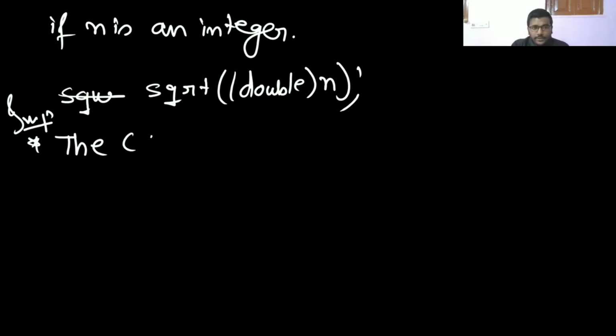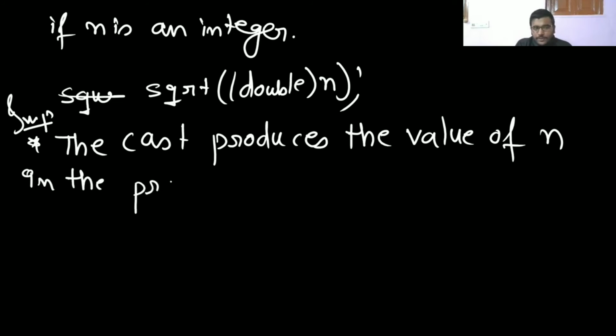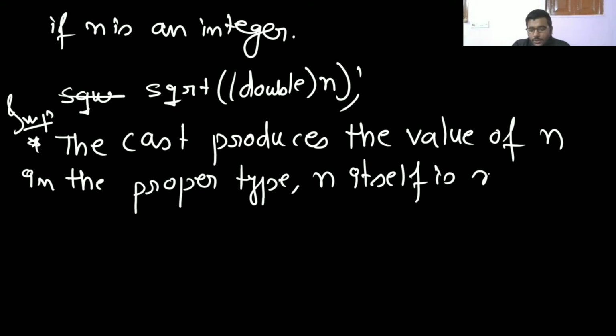The cast produces the value of n in the proper type. Let me write that, then I will explain. n itself is not altered. It is not going to alter. The cast operator has the highest precedence, that I will teach you.